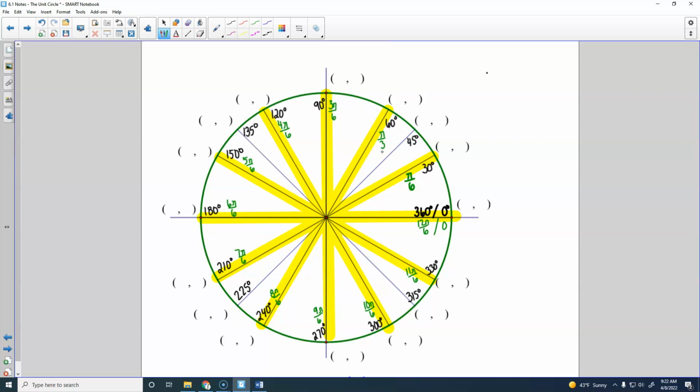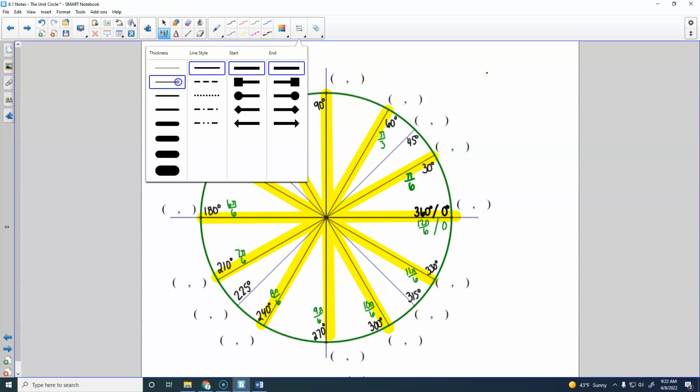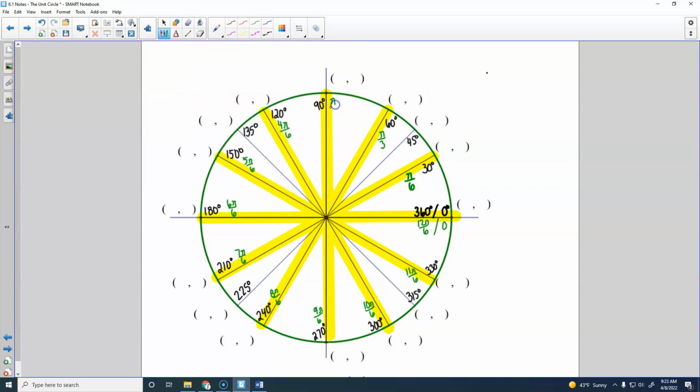For 3 pi over 6, 3 over 6 reduces to 1/2, so that's going to be pi over 2 right there. Four pi over 6 is going to reduce, 4 over 6 reduces to 2/3, so we'll get 2 pi over 6. No, 2 pi over 3, sorry.